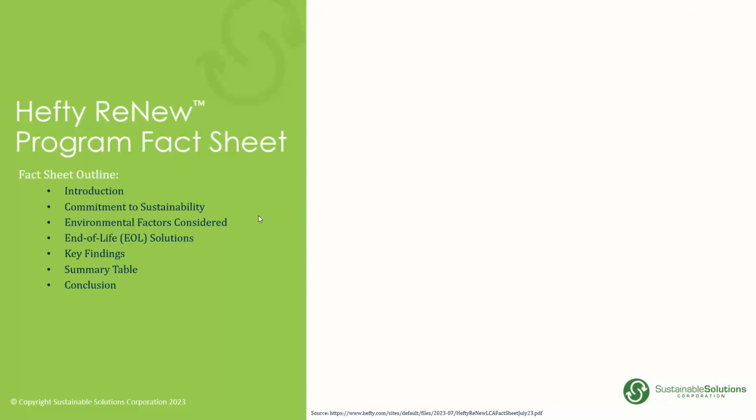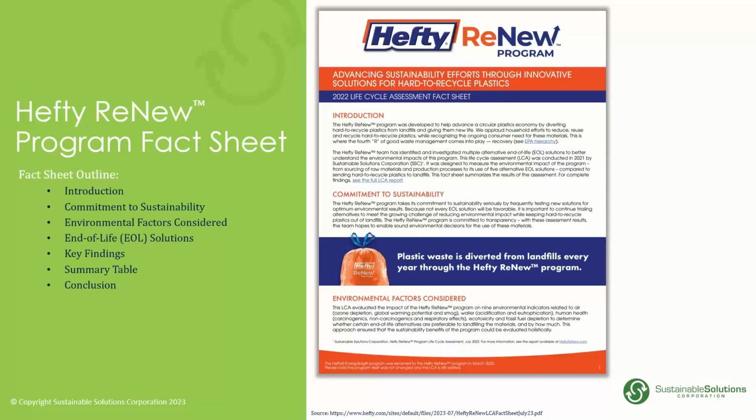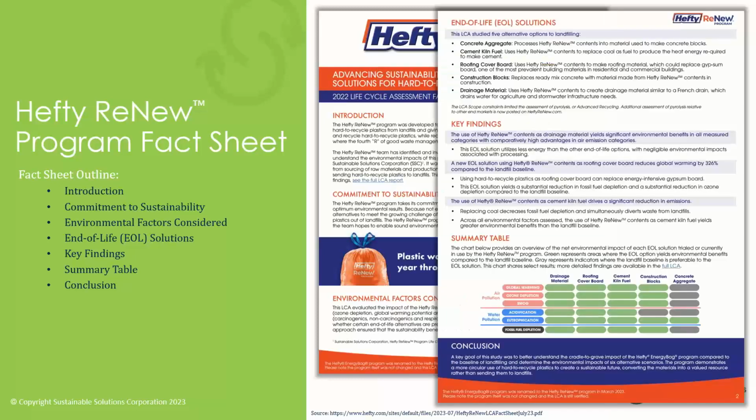There was another one that was done, Hefty Renew. That's an organization that has a program where you can take film plastics and put them in certain locations into a special bag that is then taken and recovered and managed in a different way, instead of just disposing of it in a landfill. The Hefty Renew program wanted to understand what the life cycle benefits were of managing materials at the end of life in lieu of putting them in a landfill. So there were various analyses done here.